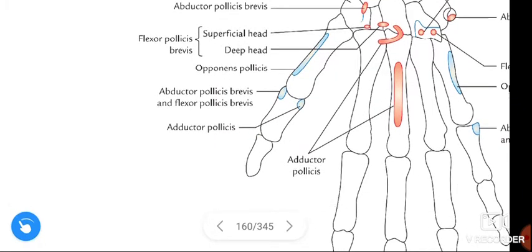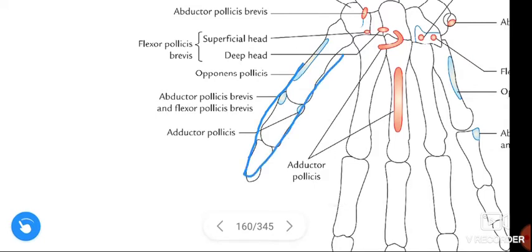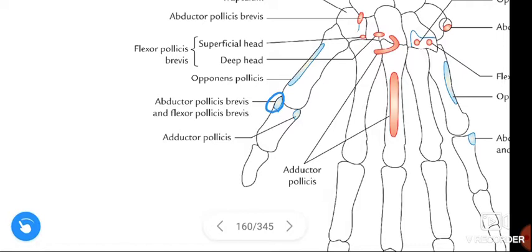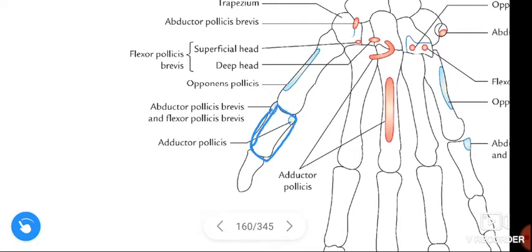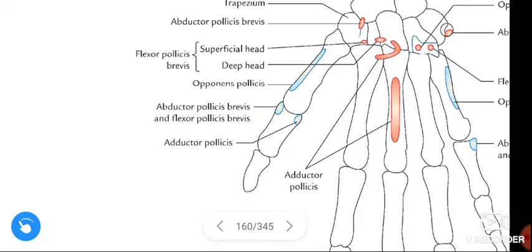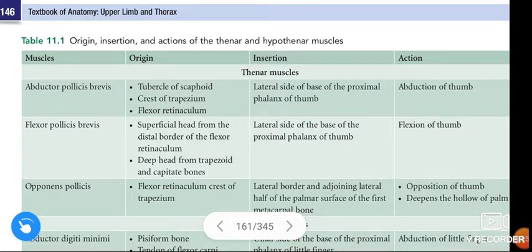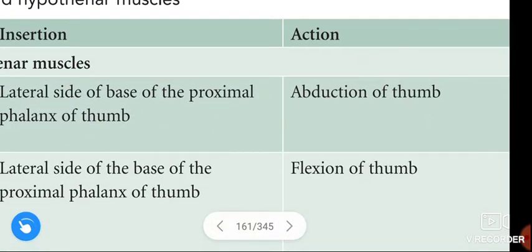Lateral side of the first phalanx of the thumb. See here, this is the lateral side, and I already told you this is the first phalanx or proximal phalanx, and this is the thumb. Lateral side of the base of the proximal phalanx of the thumb; this is the base and this is the head. Next, action of this abductor pollicis brevis is abduction of the thumb.